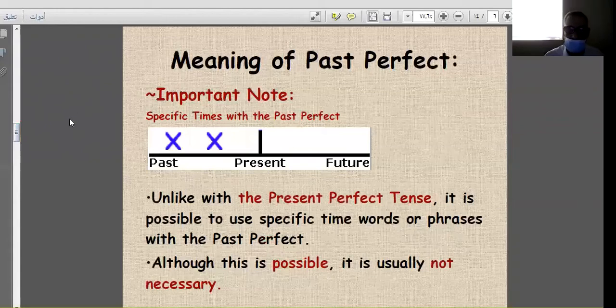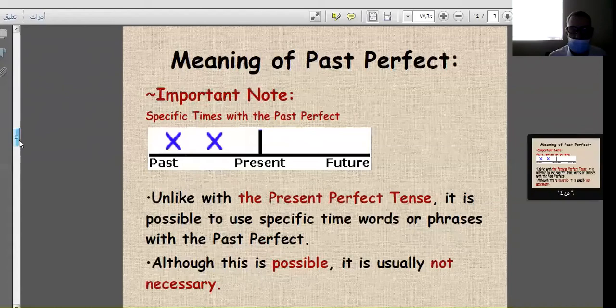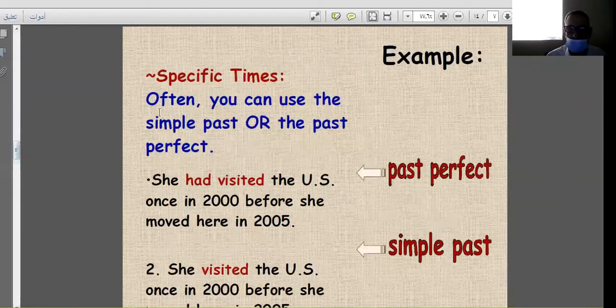Okay. Past, present. Unlike with the present perfect tense, it's possible to use specific time words or phrases with the past perfect. Although it is possible, it's usually not necessary. Often we use the simple past or the past perfect. Look, she had visited the US, I mean the United States, once in 2000 before she moved here in 2005. So what had she done first?